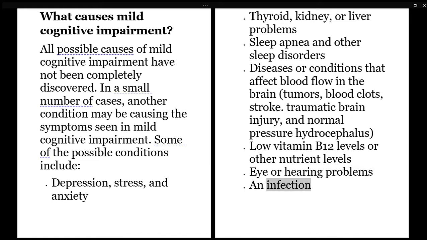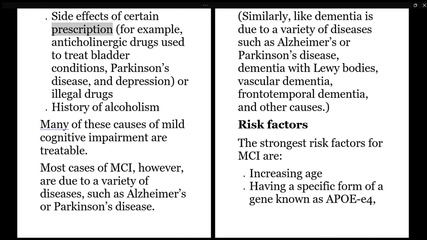an infection. Side effects of certain prescription, for example, anticholinergic drugs used to treat bladder conditions, Parkinson's disease, and depression, or illegal drugs. History of alcoholism. Many of these causes of mild cognitive impairment are treatable. Most cases of MCI, however, are due to a variety of diseases, such as Alzheimer's or Parkinson's disease. Similarly, dementia is due to a variety of diseases such as Alzheimer's or Parkinson's disease, dementia with Lewy bodies, vascular dementia, frontotemporal dementia, and other causes.